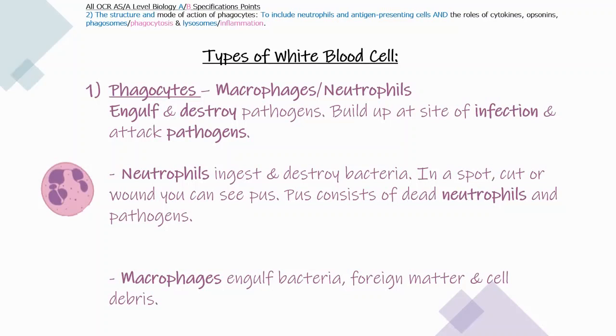Specifically, neutrophils are involved in ingesting and destroying bacteria. If you have a cut or a wound, you can often see pus, and pus consists of dead neutrophils and pathogens. Then we have macrophages, which engulf bacteria, foreign matter and cell debris.